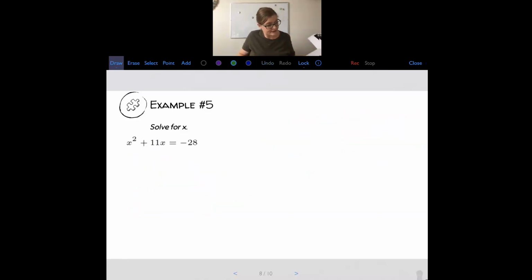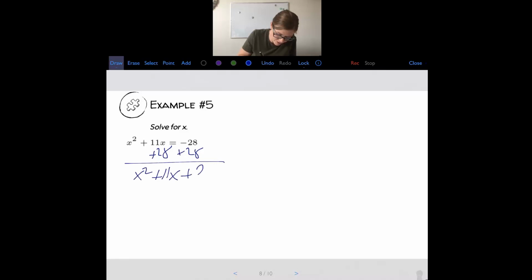And another one, x squared plus 11x is equal to -28. Again, we need to move over the 28 so that this is equal to 0 as we're discussing solving by factoring. Okay, so I'm going to add 28 to both sides to get x squared plus 11x plus 28 is equal to 0. We're looking for two numbers that multiply to 28 and add to 11. So that would be 7 and 4.